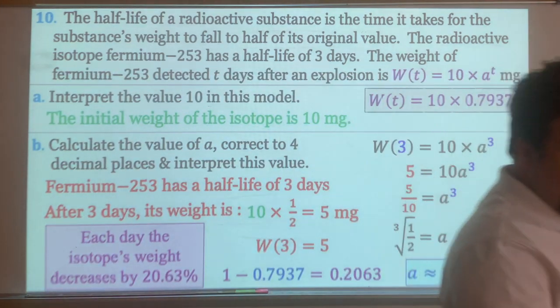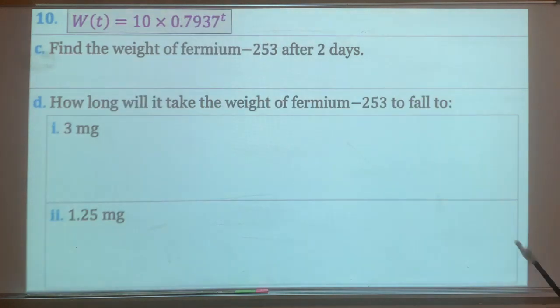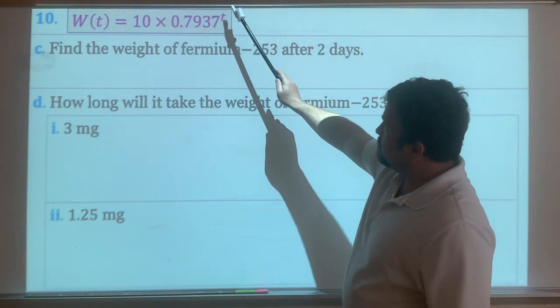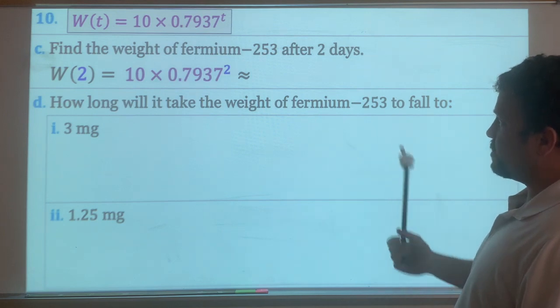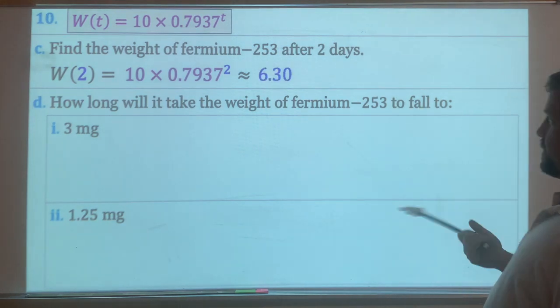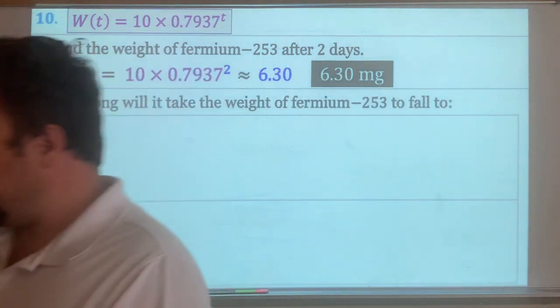Ready to finish strong? All right, let's finish strong. W equals, here's our formula, 10 times 0.7937 to the t. Find the weight of fermium after 2 days. That's an easy one. Plug it in. W of 2 equals 10 times 0.7937 squared, about 6.30 milligrams. All right, you want to finish strong? Let's finish strong. I'm going to finish using my calculator too.